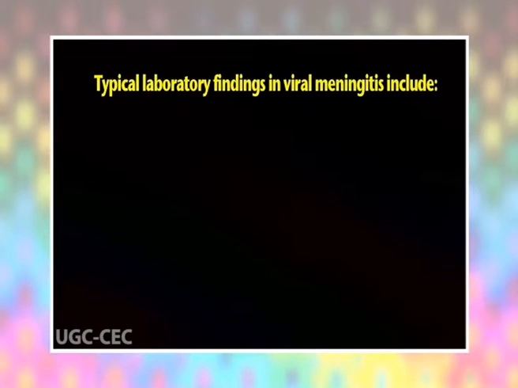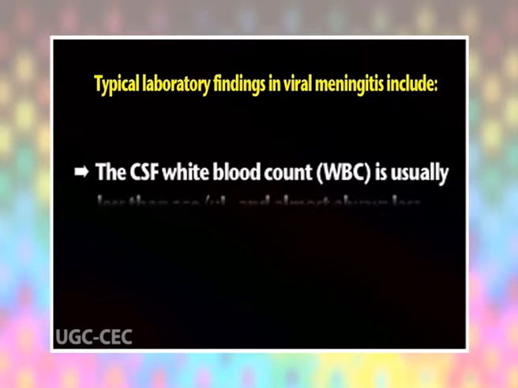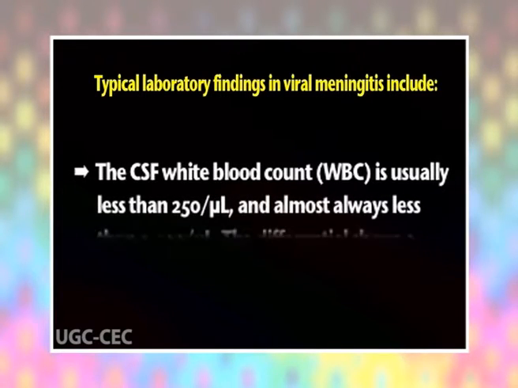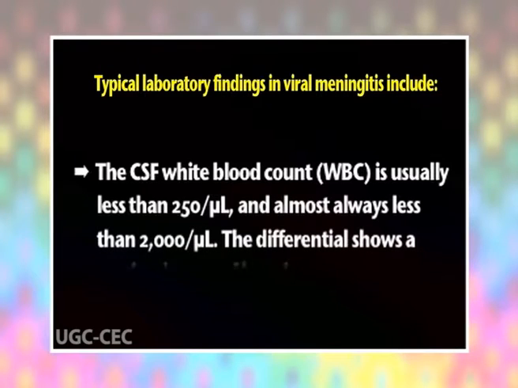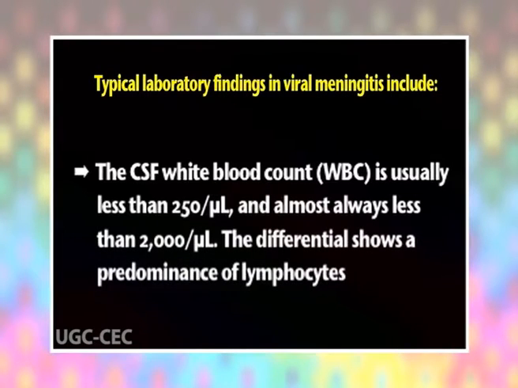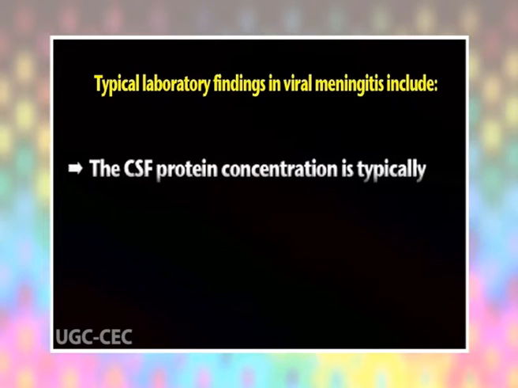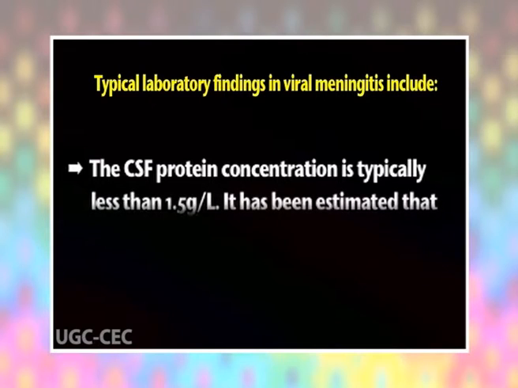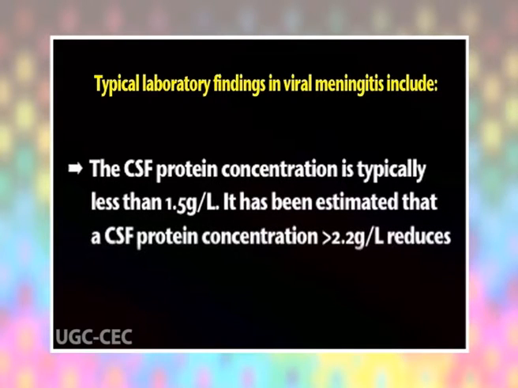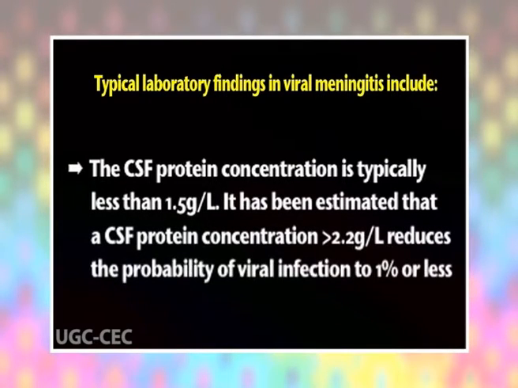Typical laboratory findings in viral meningitis include: the cerebrospinal fluid white blood count is usually less than 250 per microliter and almost always less than 2000 per microliter. The differential shows a predominance of lymphocytes. The cerebrospinal fluid protein concentration is typically less than 1.5 grams per liter.